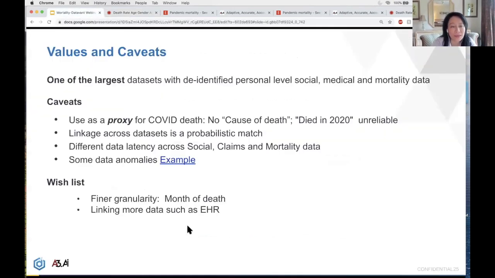novel data. So in terms of a wish list, it would really help if there were finer granularity. For example, adding month of death to the mortality data. This will give us a better guess of whether somebody truly died of COVID or not, maybe by looking at the infection date and the death date. And then another big wish list item is linking more data, but Claire, you can speak to that. I'm going to hand over to Claire.